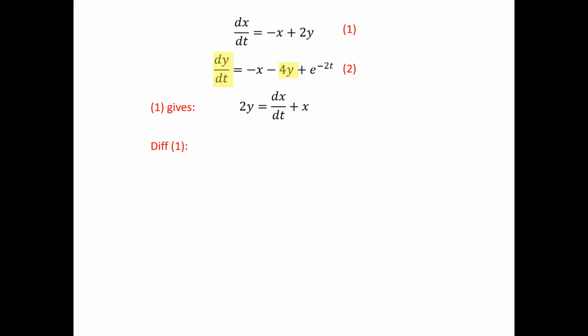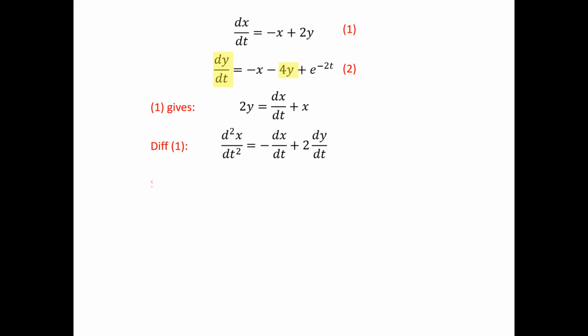To get the dy over dt, I'm going to differentiate equation 1. So differentiate dx over dt gives me d2x over dt squared, the second derivative. And that's going to be equal to minus dx over dt. Remember, I'm differentiating in terms of t here, so you've got to be careful. And then 2 dy over dt.